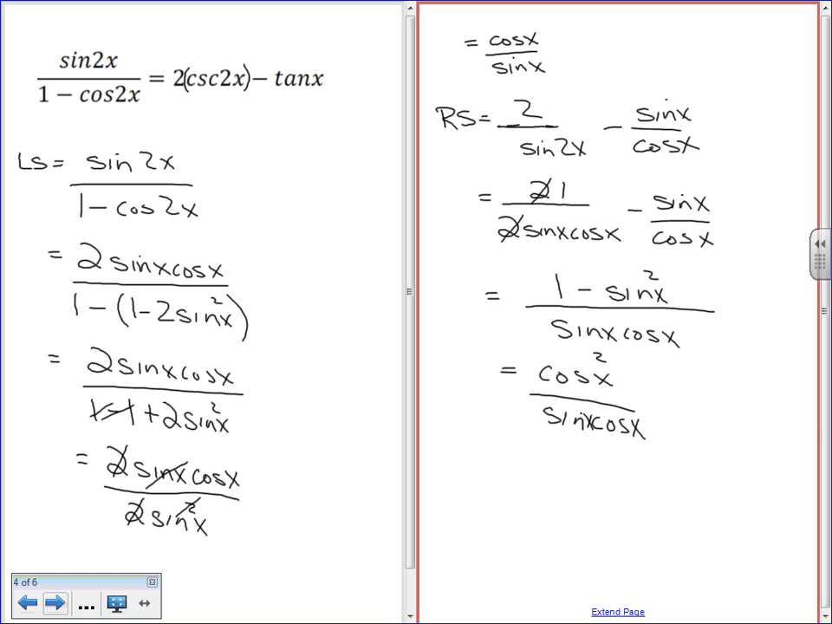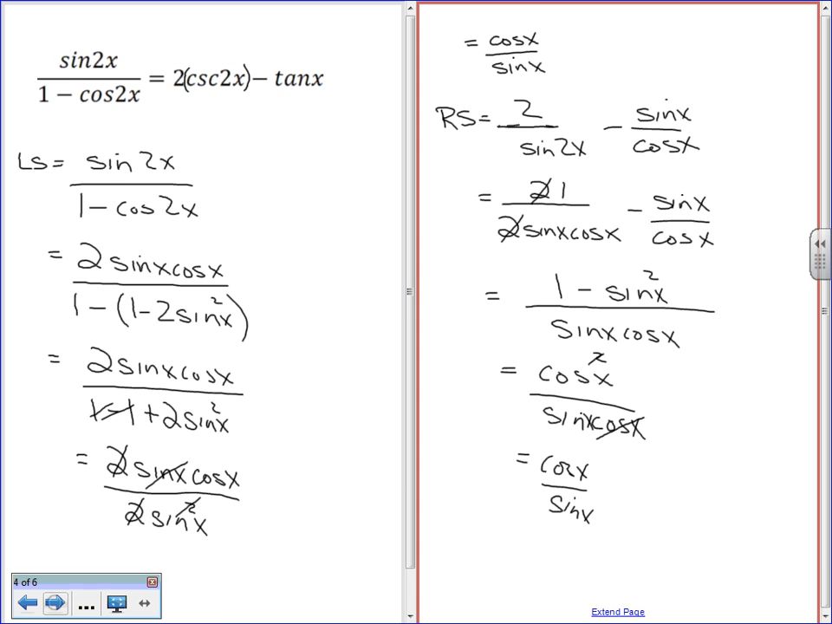Because you have one term on the top, one term on the bottom. Both the terms have a cosine in it, so you can simplify it into the cosine of x over the sine. So this is an example of, again, I chose this one because it had some double angle formulas in it. And I also chose this one because this is the one where you started with one of the sides and you can't make it look like the right side. So you have to do the right side and make them look the same. Any questions on that one?